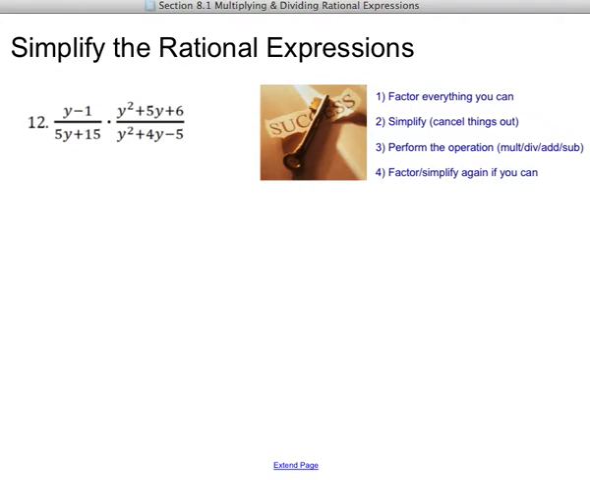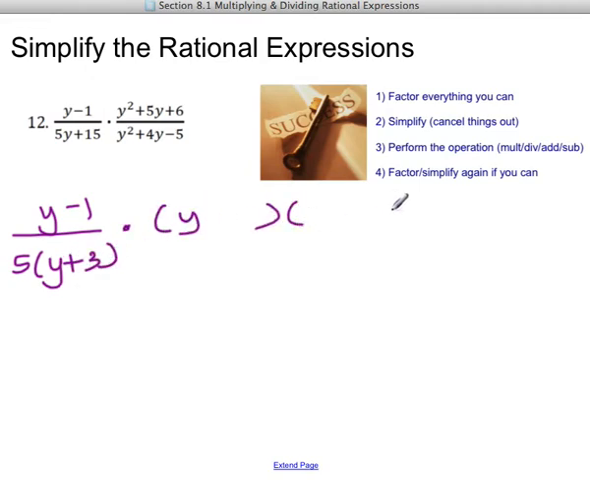Example 12, we are multiplying here. So I'm going to go ahead and rewrite with the factored form. So y minus 1, can't factor anything out of here. If I look at this part, though, they're both divisible by 5, so I'm going to factor out a 5. So it would be y plus 3 times, now we're going to factor this trinomial. What multiplies to 6 but adds to 5? 2 times 3 gives me 6, and 2 plus 3 is 5.